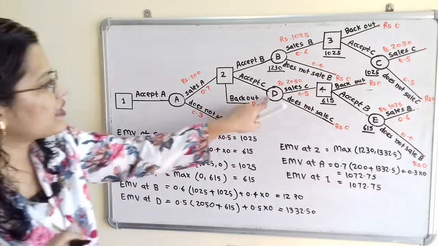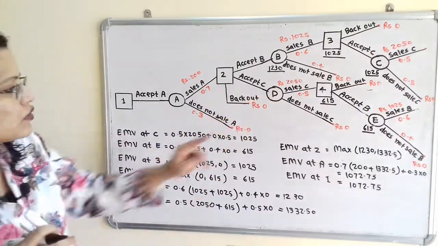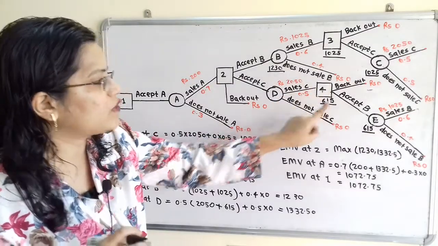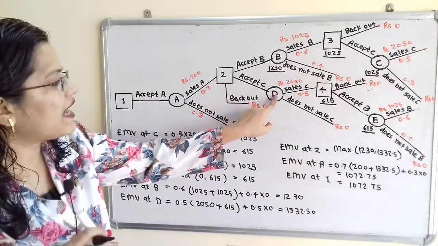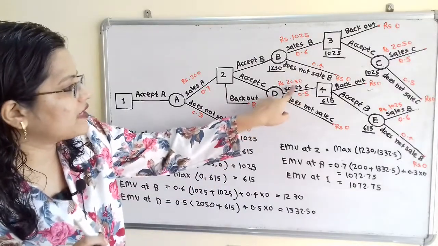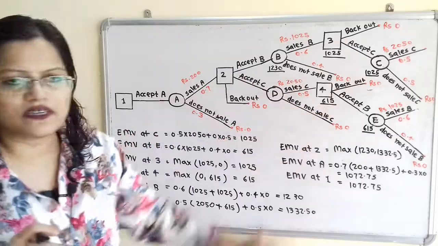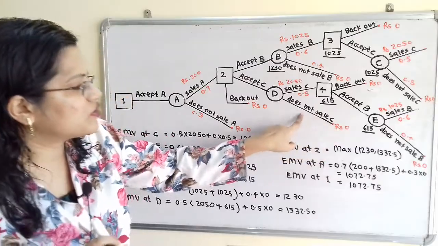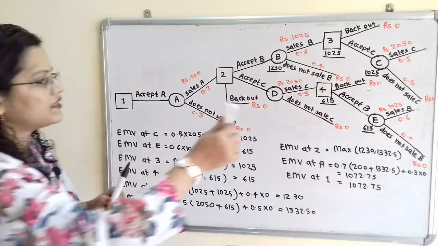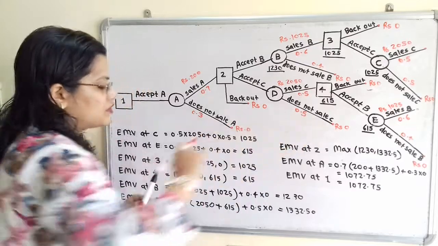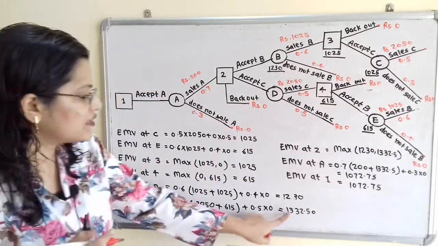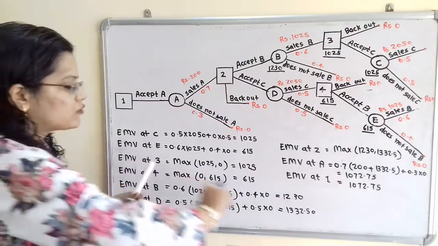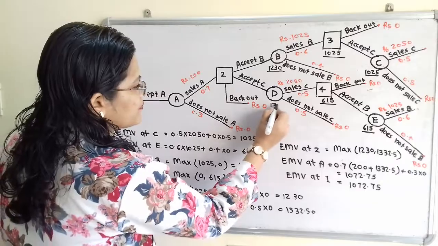Now in the same way we will calculate here at node D. If we observe, this branch is connected to this decision 4 and here the value is 615. So EMV at node D is 0.5 in the bracket 2050 plus 615 plus 0 into 0.5. So here will be the remaining probability, that is 0.5. So 0 into 0.5. If we calculate this, then we will get the answer 1332.5.